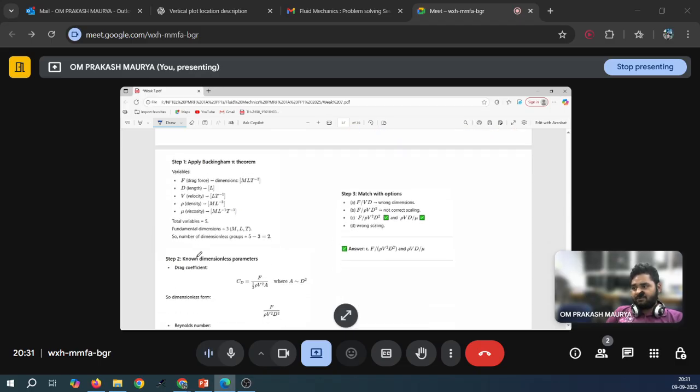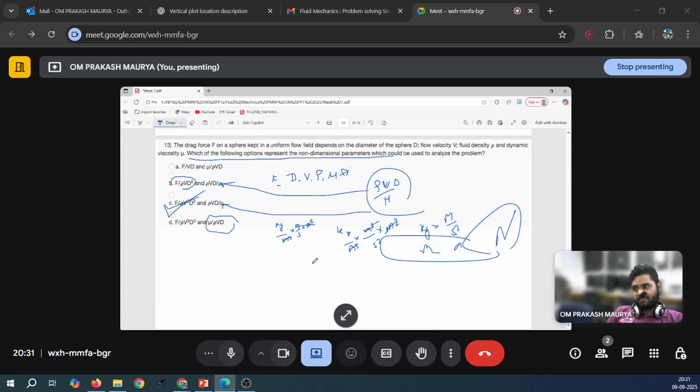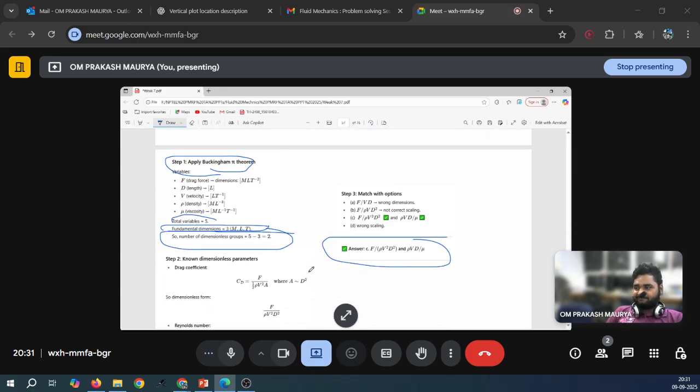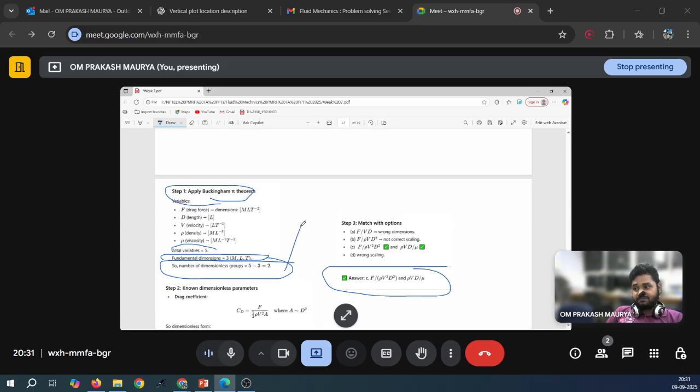So here you can apply the Buckingham pi theorem. You have these three fundamental units. Total variables you have 5 and 3 fundamental units. So you have to make 2 groups. How many non-dimensional groups should you make? 2, and you can go with this analysis. Okay, so why 2? The reason is your total number of variables minus repeating variables. So you will get this.